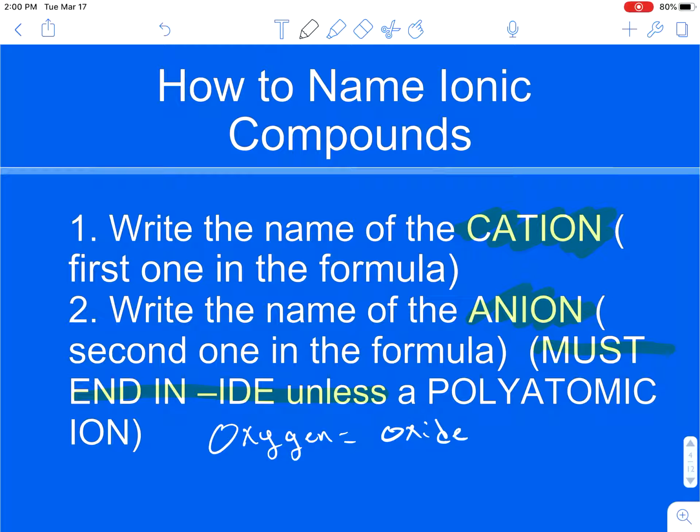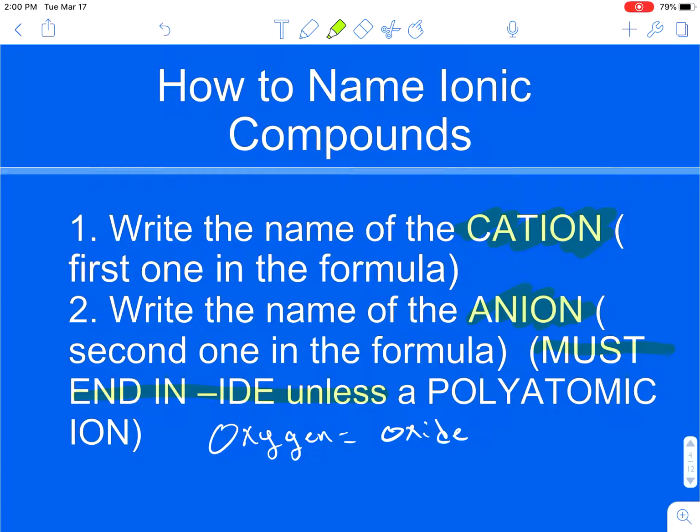Now, I'm never going to be too specific on it if you put the "ide" in the wrong spot. As long as I can tell what element you're talking about, that is what I'm mostly looking for. So if you call phosphorus, phosphide, or phosphoride, either works. I know what you mean.